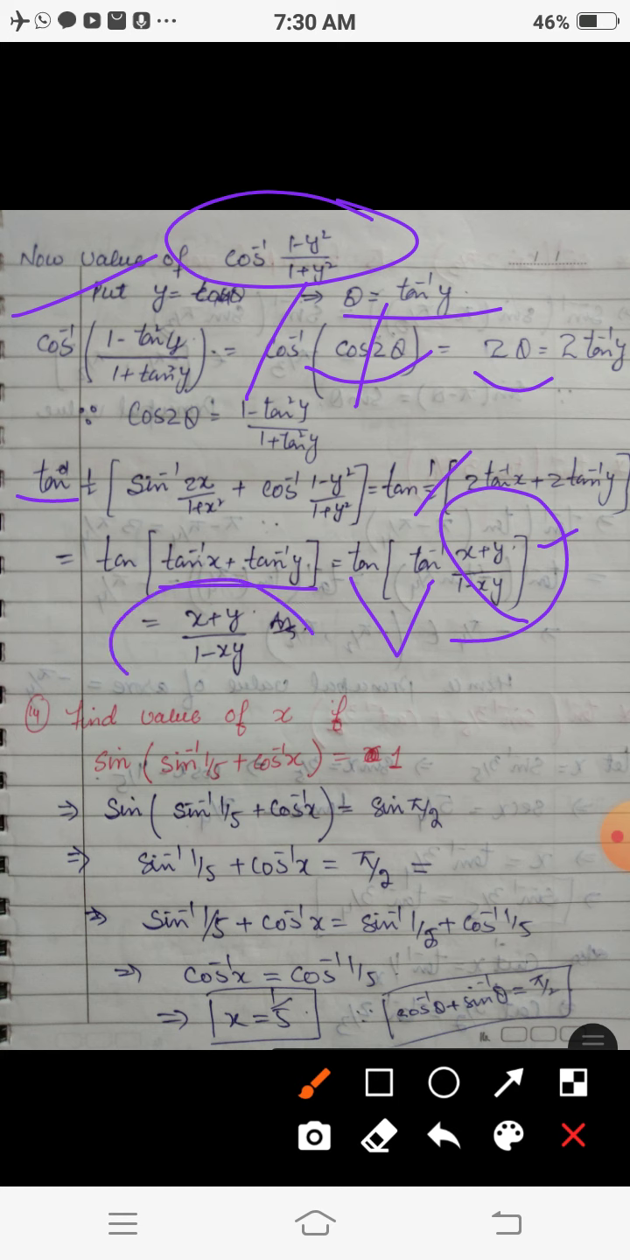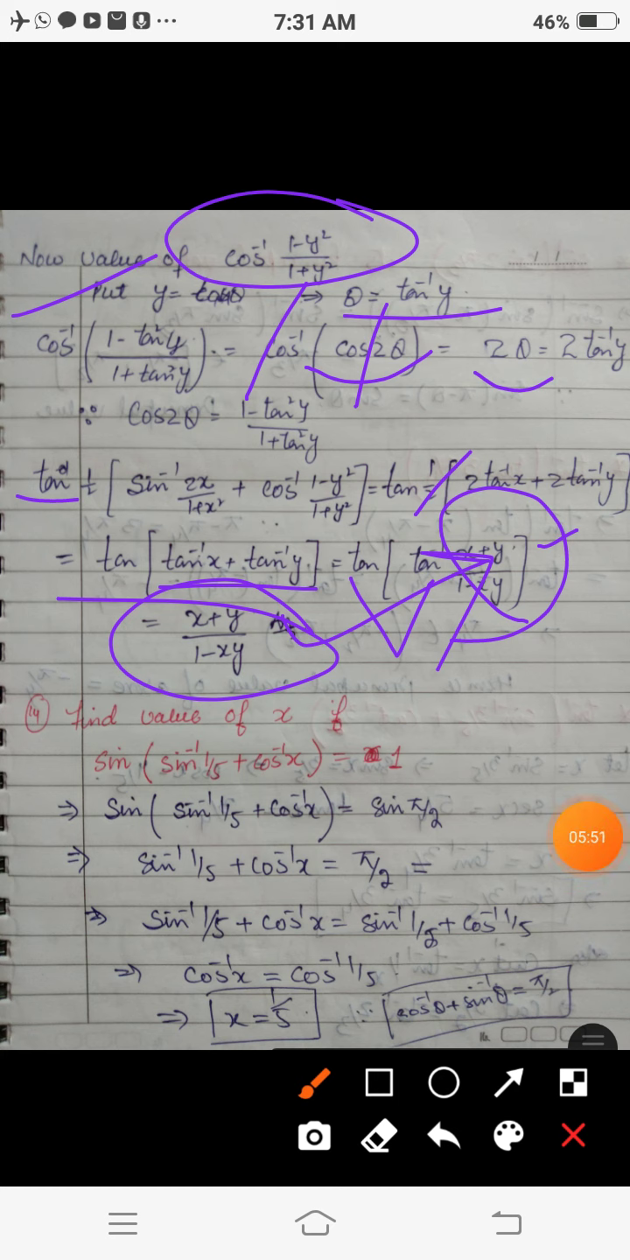So this is the required value and it is the general value because we don't know the exact value of x plus y upon 1 minus xy. So it is simply the general value.